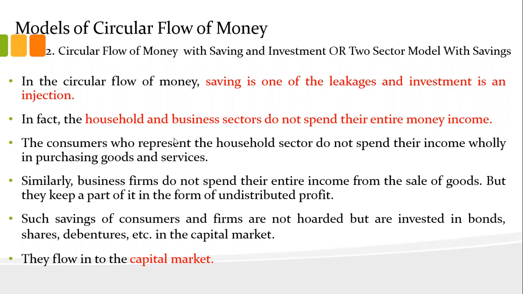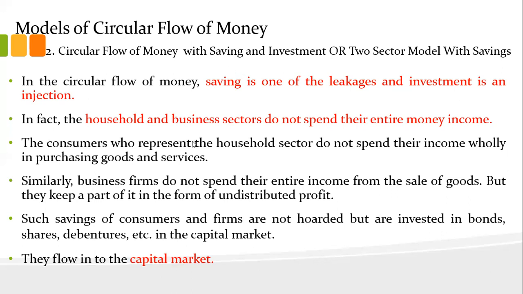So here we are saying that both sectors, business and household, don't spend their entire income. In the first model, we discussed that neither the household sector nor the business sector was doing any kind of saving. The household sector was consuming the full amount, and the business sector was giving whatever money it got back to the household sector. But in this case, the entire money is not being spent. Some part of it goes to investment, or some kind of savings are happening.